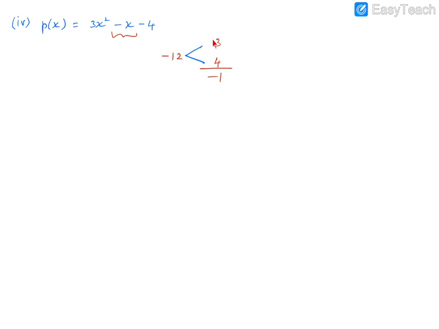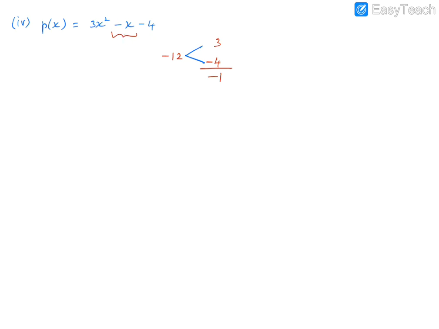So if we put a minus in front of 3, -3 into 4 is -12, but -3 plus 4 is +1. We need -1, so we'll put the minus in front of the 4. Now we have 3 and -4. So 3 into -4 is -12, and 3 minus 4 is -1.